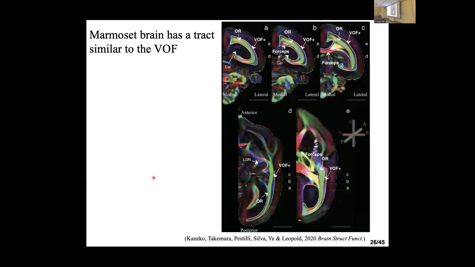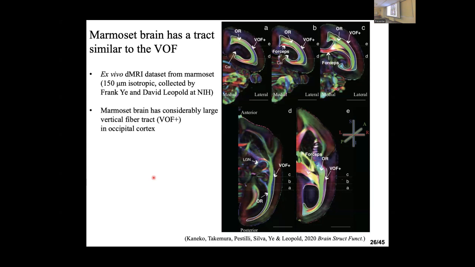We also extended our approach to the common marmoset brain, which already appeared a couple of times in the symposium. We again collaborated with David Leopold's team, and Afonso Silva and Frank Ye, to analyze high-resolution ex vivo diffusion data from the marmoset brain. What is interesting about the marmoset is that the number of sulcal folds is very limited. It looks more flat. Because of this simple architecture, the white matter bundle organization in the diffusion data looks very simplistic.